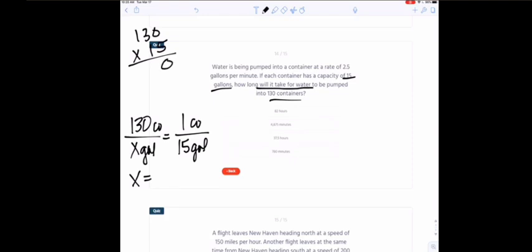5 times 0 is 0. 5 times 3 is 15, so I put a 5, carry a 1. 5 times 1 is 5, plus 1 is 6. Keep going, right? Put a 0 as a placeholder. 1 times 0 is 0. 1 times 3 is 3. 1 times 1 is 1. So 0, 5, 9, 1. There is a total of 1,950 gallons.